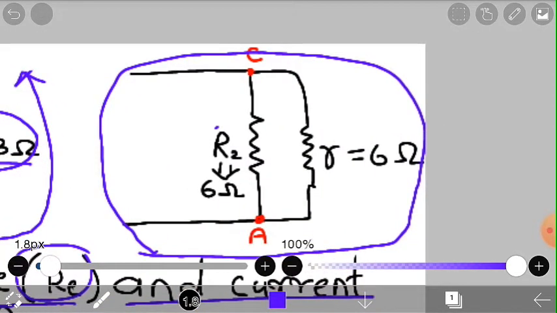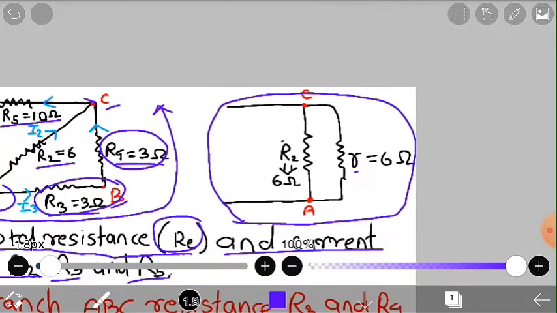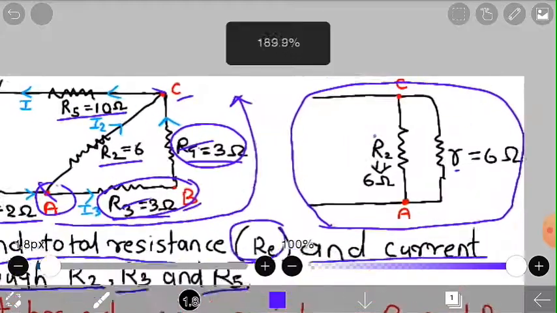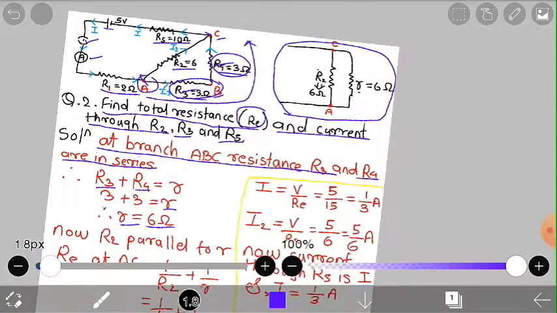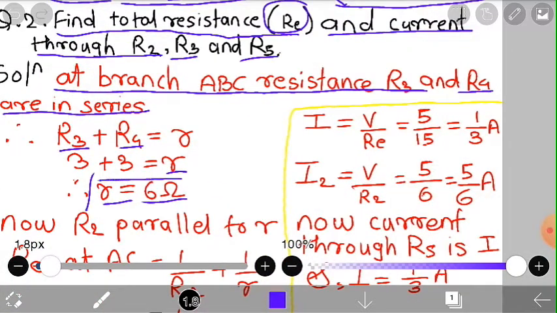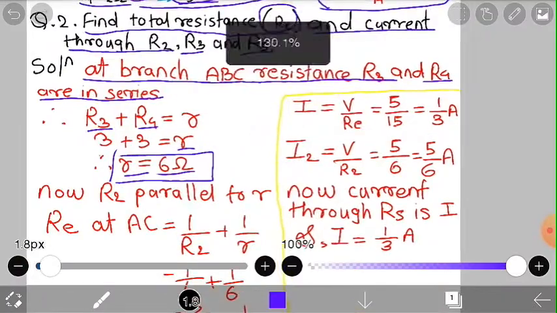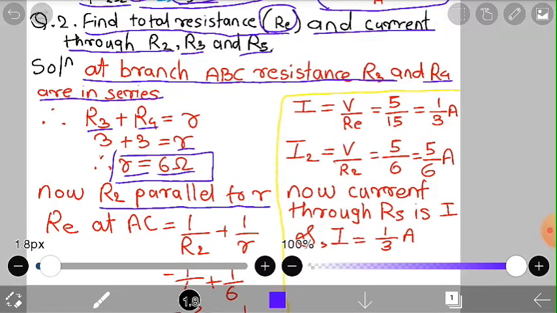So we have written here R2, and this R is the equivalent resistance of R4 and R3, that is equal to 6 ohm, the addition of 3 and 3. Therefore we have found R here, that is equal to 6 ohm. Now R2 is parallel to R.